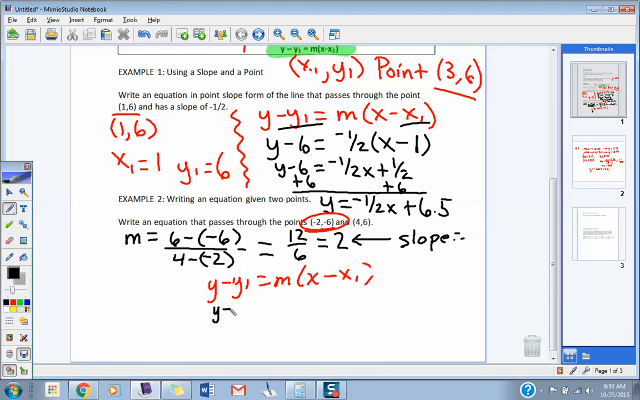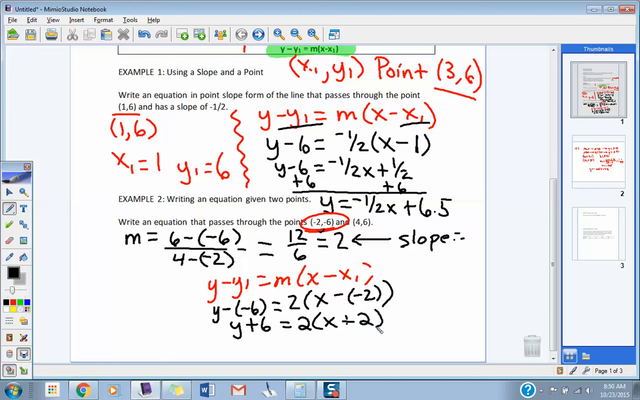Y minus, what's going in for y1 based on the point I circled right here? -6. Y minus -6 equals my slope value. What do we find our slope to be? 2 times x minus -2. Okay, I don't like some of this the way it's written, so I'm going to get rid of some signs before we actually distribute. You guys agree the left side's really y plus 6? You agree the right side's 2 times the quantity x plus 2?